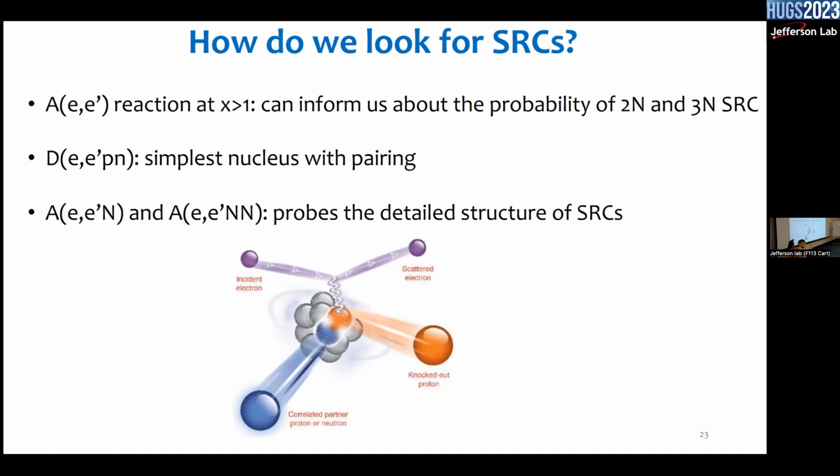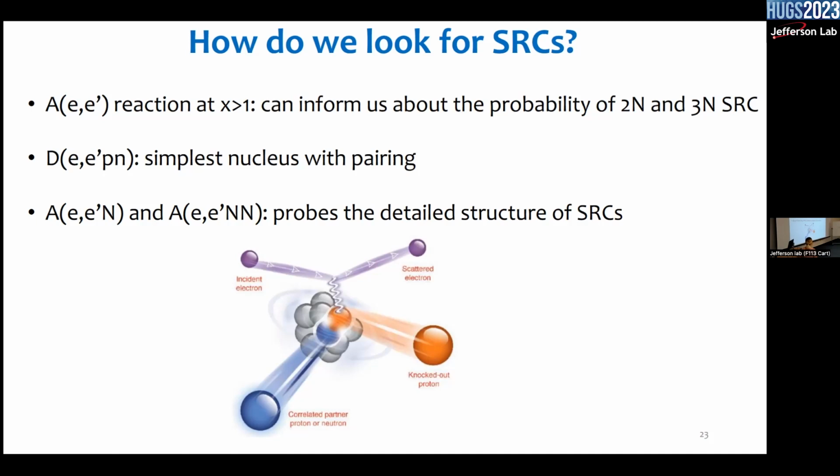So how do we look for these SRCs? I've already answered this, but we look at x greater than one. We can learn about it from e e-prime scattering, which tells us about the probabilities that the nucleons are in a two-nucleon short-range correlation. And hypothetically, if you go even higher, you can see three-nucleon short-range correlations, which are not experimentally observed yet, but a lot of people are thinking about it. And then you could also use the deuteron, which is a really great system because it's the simplest nucleus you can have that has pairing going on, right? So you can just do deuteron breakup, essentially, and measure everything.